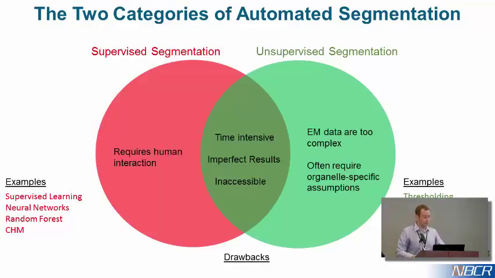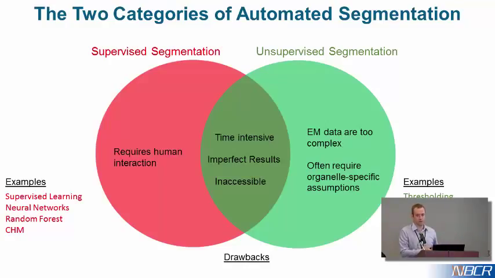On the other hand, there's supervised segmentation, which is pretty much the gold standard that most people use for managing large data sets. The drawback of this, of course, is that it requires human interaction. You have to train a machine learning algorithm what it's looking for. You have to tell it what a mitochondrion looks like. You have to tell it what a nucleus looks like, whatever you're interested in tracing.